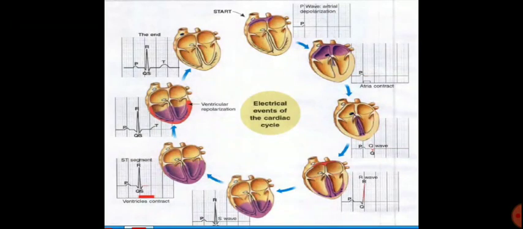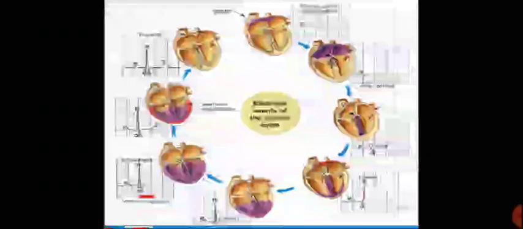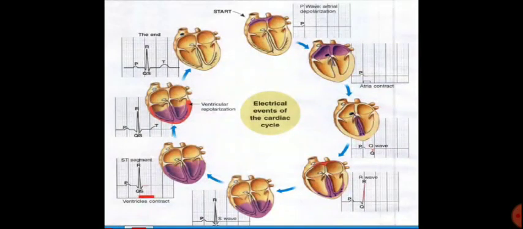After the S wave, again the heart goes into the silent stage. After that, there occurs the repolarization of the ventricular muscle. The repolarization is in the opposite direction to that of the depolarization, and it leads to the formation of the T wave. Again there occurs depolarization followed by repolarization, and this cycle goes on. So this shows all the electrical events of the cardiac cycle.